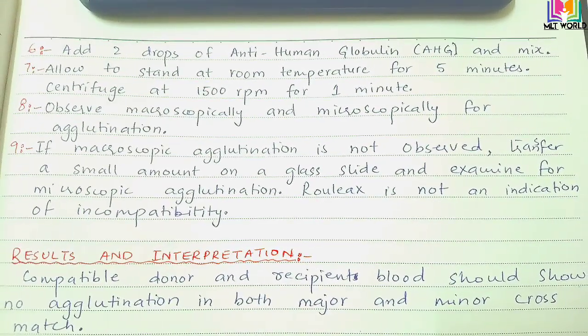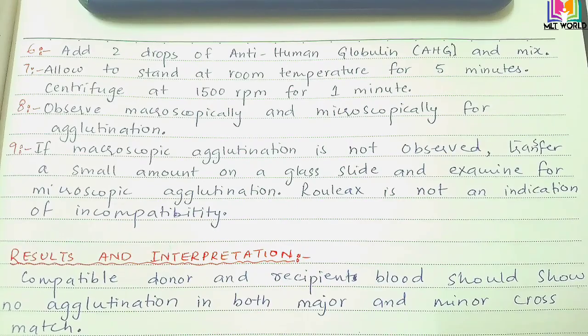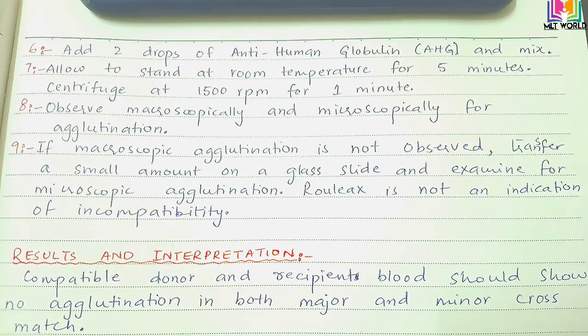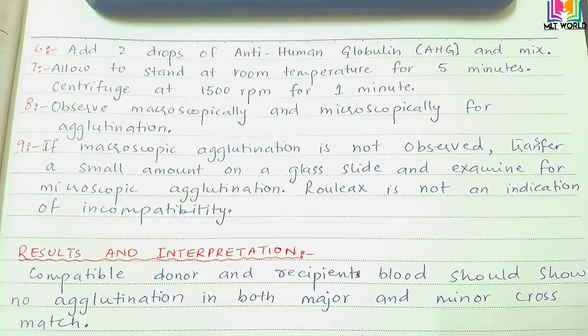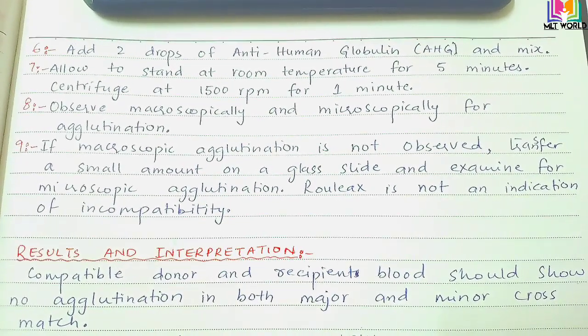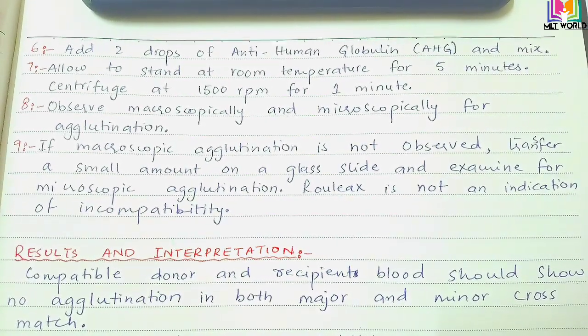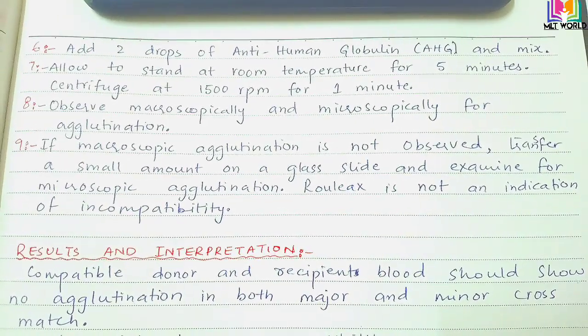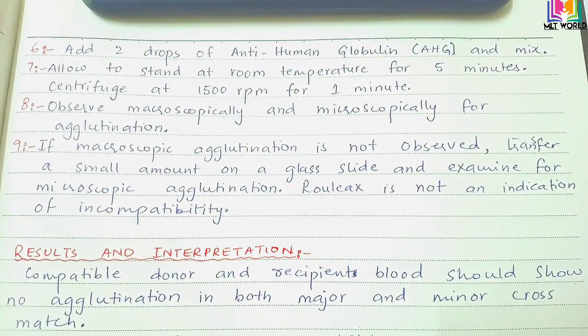And the same as before, if there is no macroscopic agglutination, then just transfer a small amount of that onto a glass slide and examine it under the microscope for agglutination. And again, rouleaux is not an indication of incompatibility or agglutination.